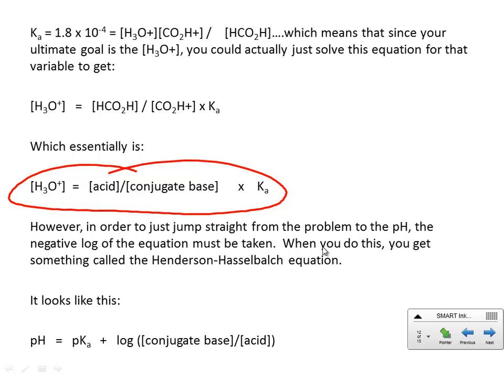You wind up with pH right here, pKa, the log of the conjugate base over conjugate acid, the ratio of those two concentrations.